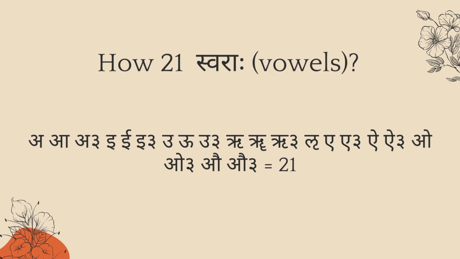And you might be having this doubt also, how come there are 21 vowels? If you just count A, I, U, R, R, L, E, AI, O, AU, you get around 13 vowels. But in one of the earlier videos, I had made a separate video on the Pluta Swaras. So if we consider the Pluta Swaras also, then we get 21 vowels.